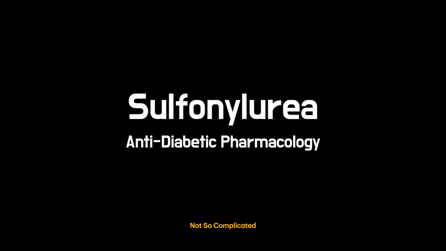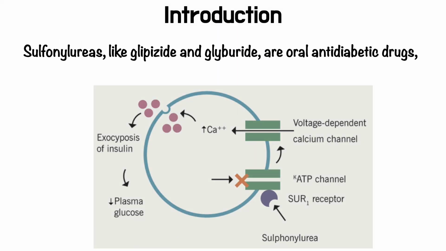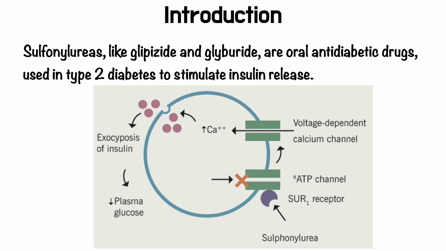These are oral antidiabetics, right? So let's begin without further delay. In the introduction, sulfonylureas like Glipizide and Glyburide are oral antidiabetic drugs. As I have said earlier, they are used in type 2 diabetes to stimulate insulin release, right? So this is the mechanism of action, how they work, in a concise figure.